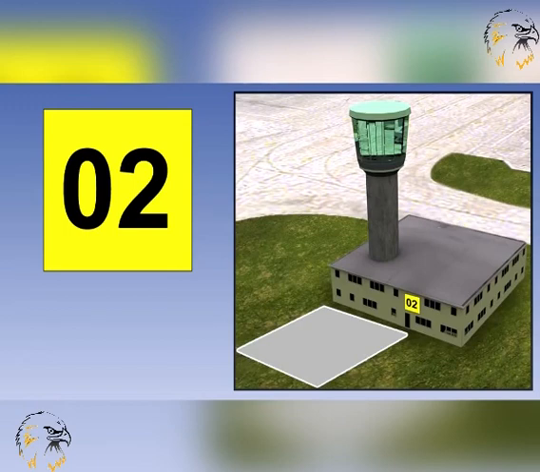This completes the section on signals on the airfield, runways and buildings. Next, we will examine the signals found on the signal mast.